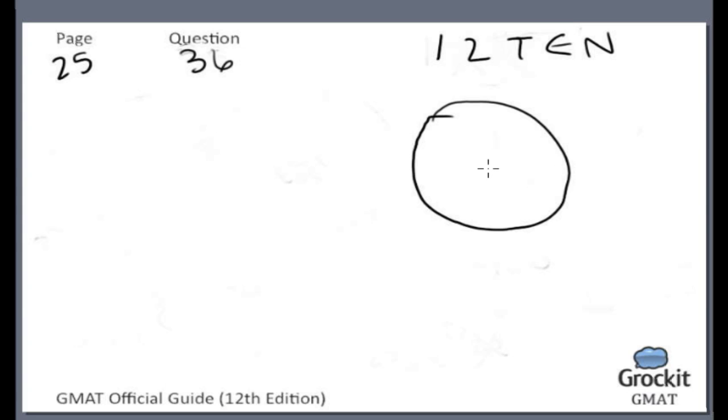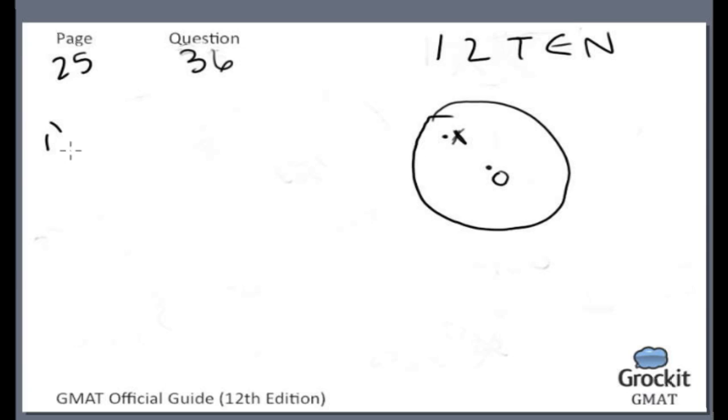All right, number 36 on page 25. Get our answers on the board. If x and y are points in a plane, and x lies inside the circle C with center O and radius 2, does y lie inside circle C? We'll draw our buddy circle C here. Center O. And we know that x and y are points in the plane, and x lies inside circle C. So, does y also lie inside circle C?